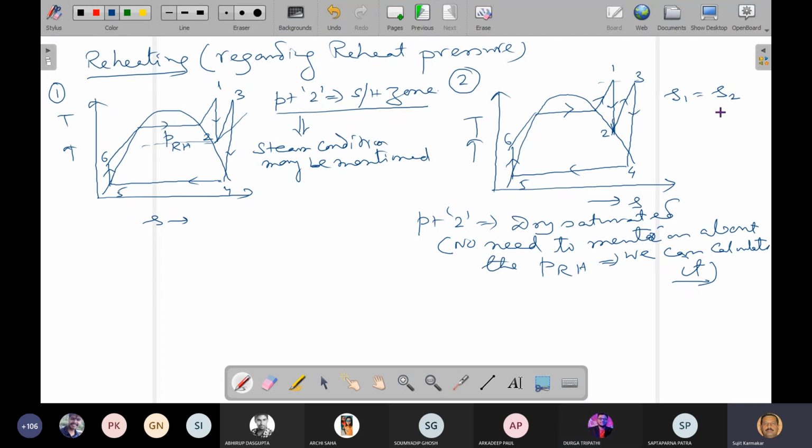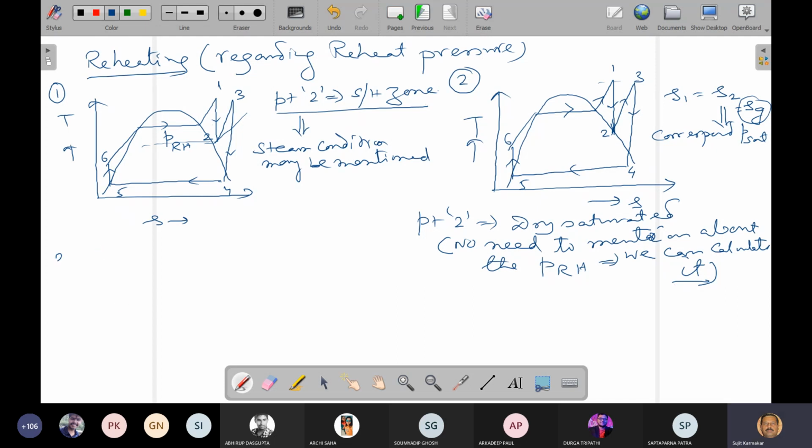S1 is equal to S2, so we have to find out S2. So corresponding to the saturated pressure, we have to find it out, because it is equal to SG. SG corresponding to which P saturation? So that we have to find it out. Based on this, we can easily find it out, so there is no need to separately mention what the reheat pressure is.